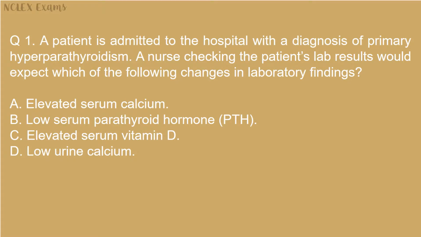Question 1. A patient is admitted to the hospital with a diagnosis of primary hyperparathyroidism. A nurse checking the patient's lab results would expect which of the following changes in laboratory findings? A. Elevated serum calcium. B. Low serum parathyroid hormone, PTH. C. Elevated serum vitamin D. D. Low urine calcium.